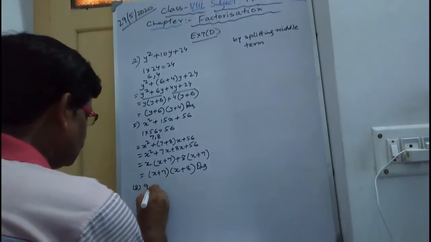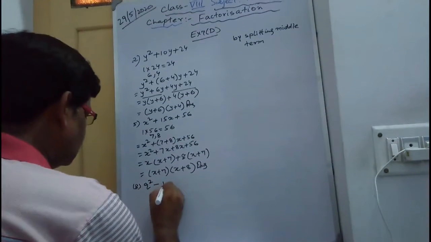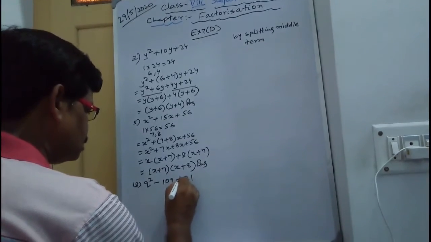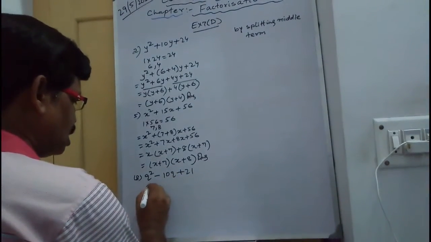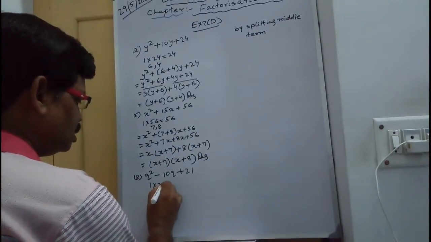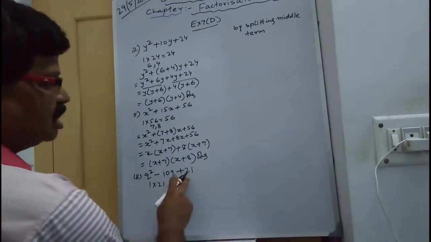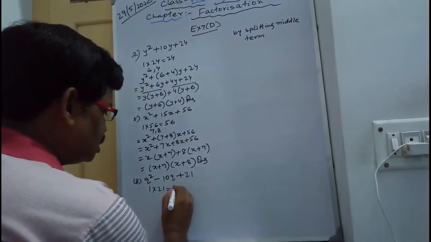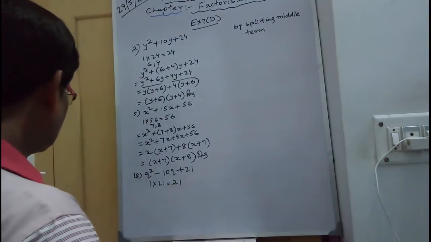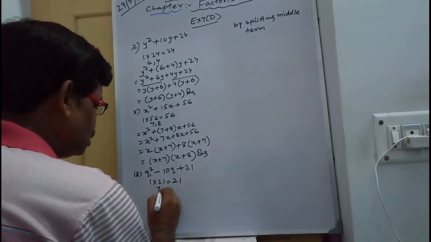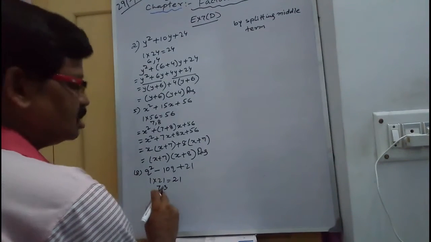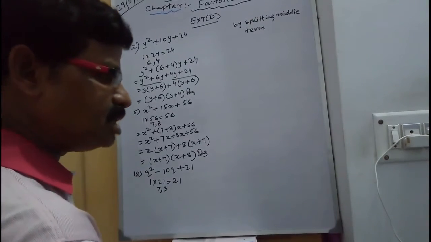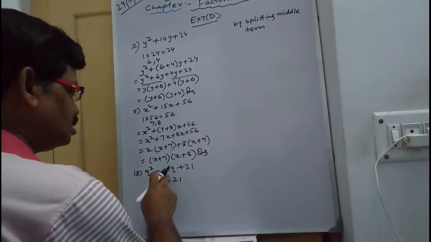Sum number 8. q square minus 10q plus 21. So here 1 into 21, because here is 1, here is 21. So multiply these two numbers, which is equal to 21. 7 and 3. 7 times 3 is 21. Add these two numbers, which is equal to 10. So here is 10.